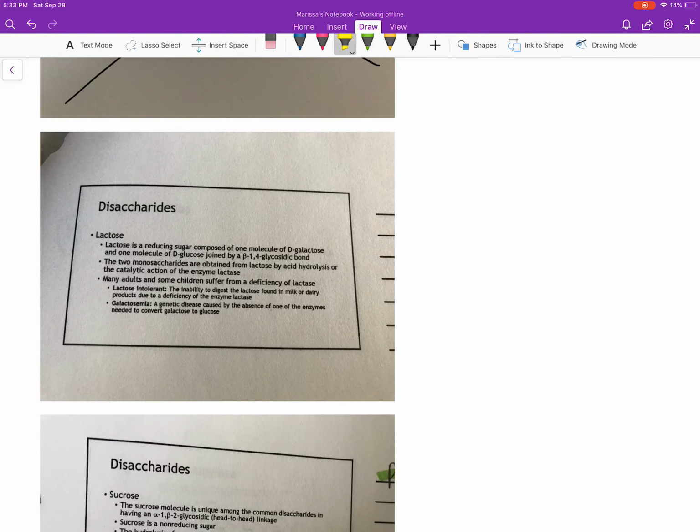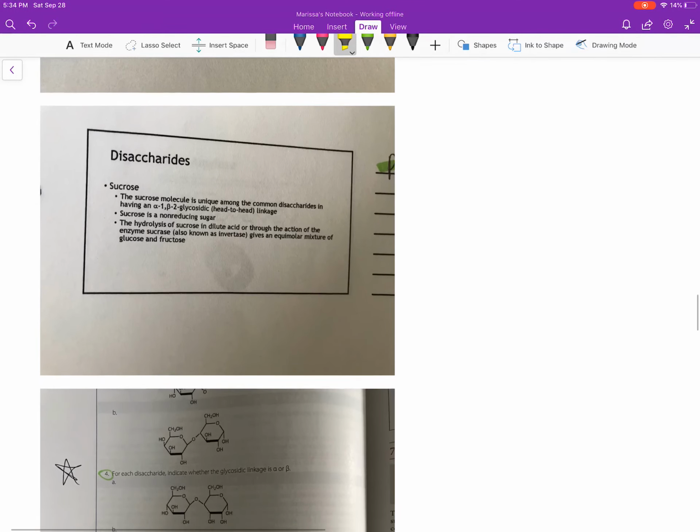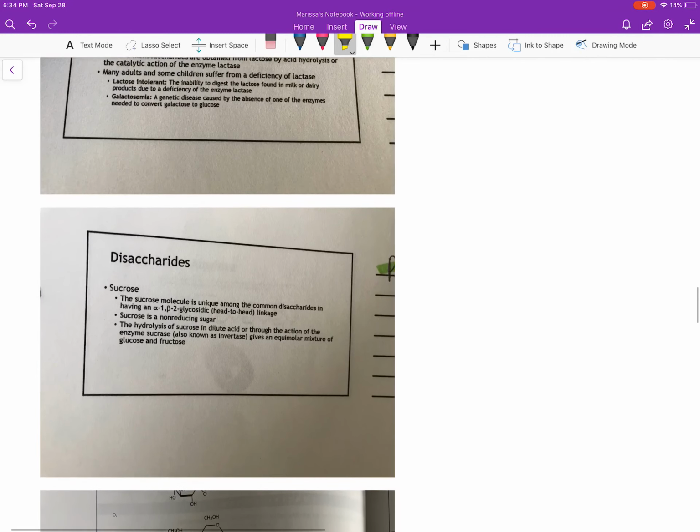Okay, so now on to lactose. Most people know the word lactose because of lactose intolerant, and we're going to talk a little bit about that at the end. So lactose is a reducing sugar, and it's made up of 1 molecule of galactose and 1 molecule of glucose. Okay, so it's going to be galactose plus glucose equals lactose. And instead of having an alpha glycosidic bond, it's going to be defined by a beta glycosidic bond. And we're going to look at the differences between alpha and beta. Okay.